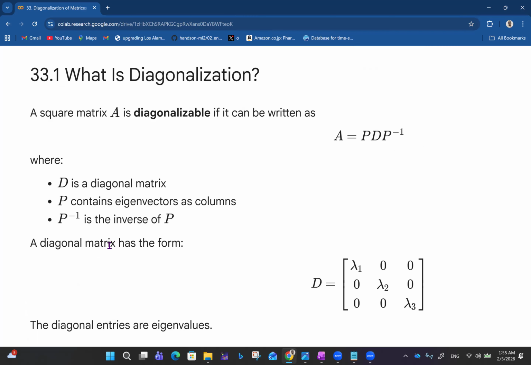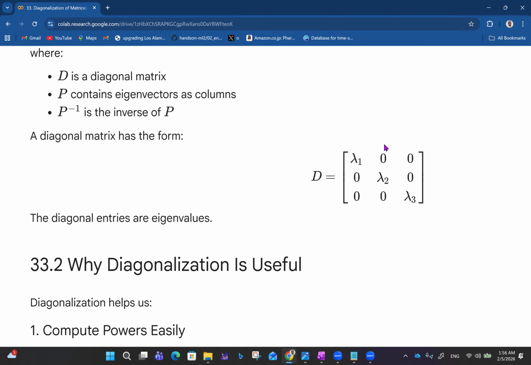Like I said, the diagonal matrix has the form D, where you have the eigenvalues lambda 1, lambda 2, lambda 3 along the principal diagonal of D. So the diagonal entries are eigenvalues for this particular D. We see that D is a diagonal matrix with eigenvalues as its non-zero elements along the principal diagonal, while P contains eigenvectors as columns. So you have an interplay of eigenvalues and eigenvectors right here.